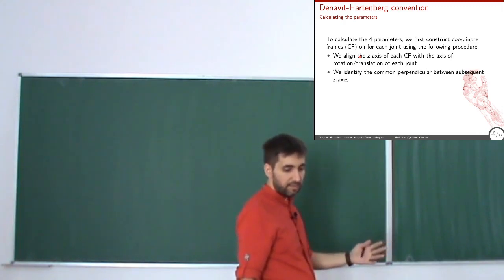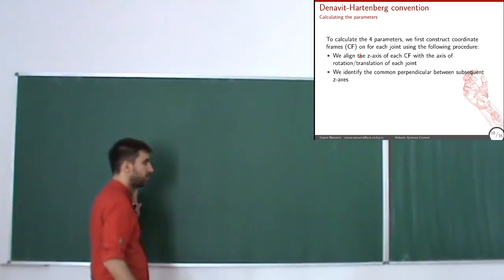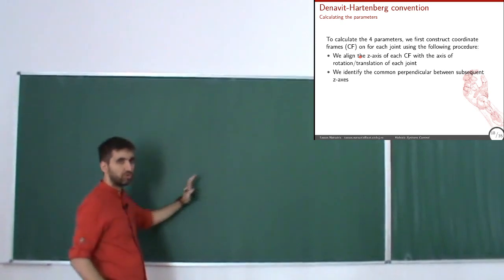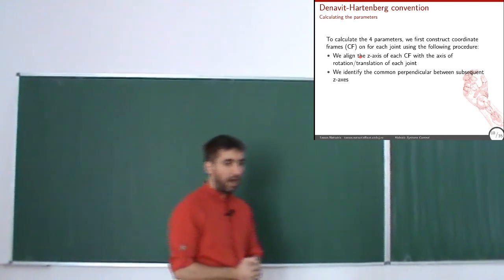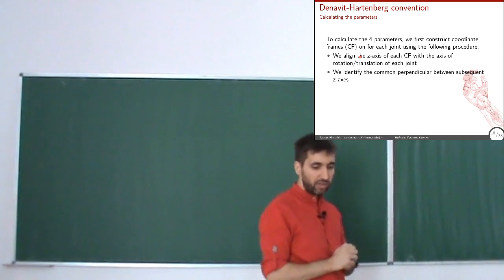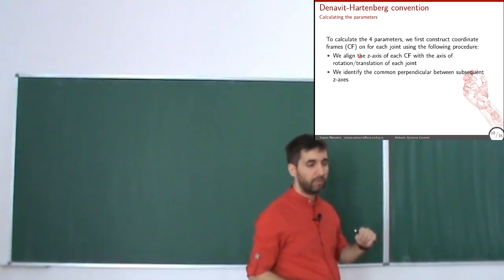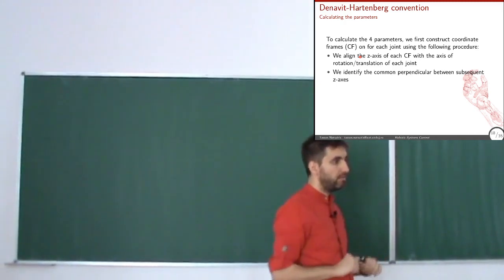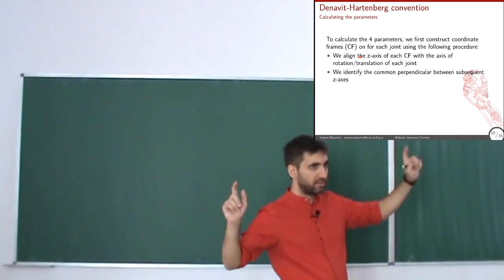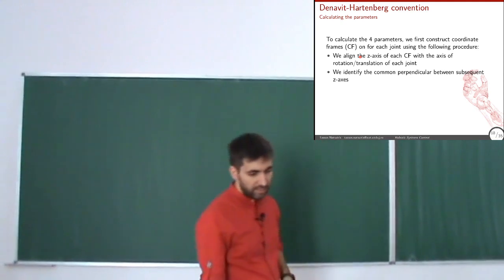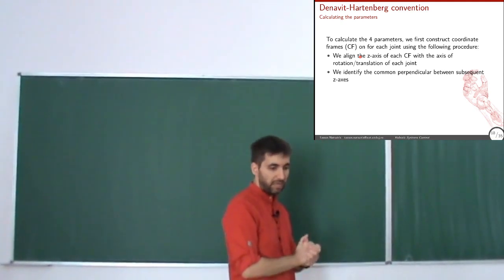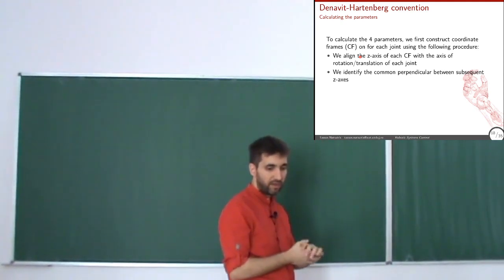Then the next step is we have z1, z2, z3 for joint 1, joint 2, joint 3. I go and define a thing that is called the common perpendicular between subsequent z-axes. So I find the common perpendicular between z1 and z2, between z2 and z3, between z3 and z4. Okay. What does this common perpendicular mean? And can we always find it?